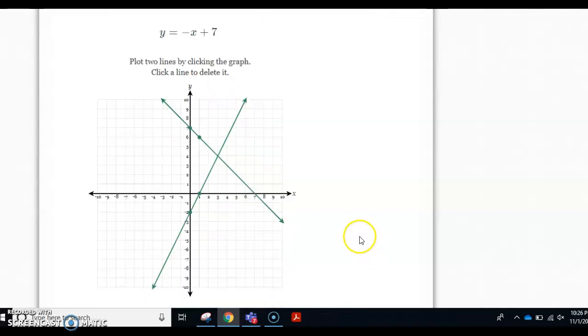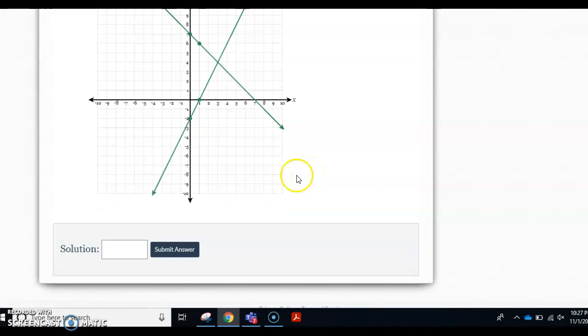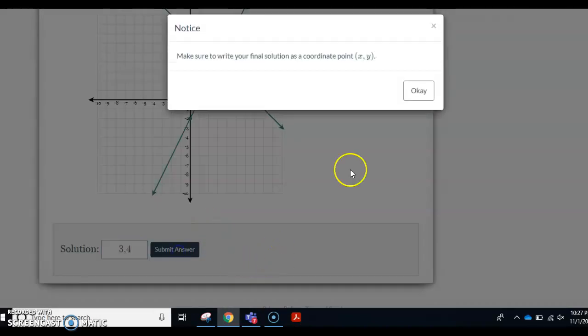Well, now you can see that they intersect right here at the ordered pair of 3, 4. So when we go down here for our solution, it is going to be exactly that, 3, 4. And then we can submit our answer. Make sure that you write your final solution in a coordinate pair.